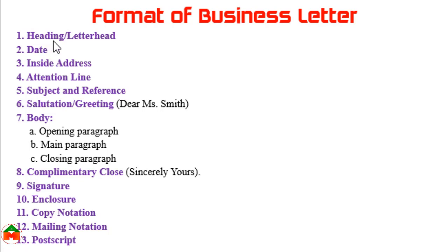We can see heading or letterhead, date, inside address, attention line, subject and reference, salutation or greetings, body of the letter. There are three parts of the body: opening paragraph, main paragraph, closing paragraph, complimentary clause, signature, enclosure, copy notation, mailing notation, postscript. So these are the parts of a business letter. Let's see the details of this format.